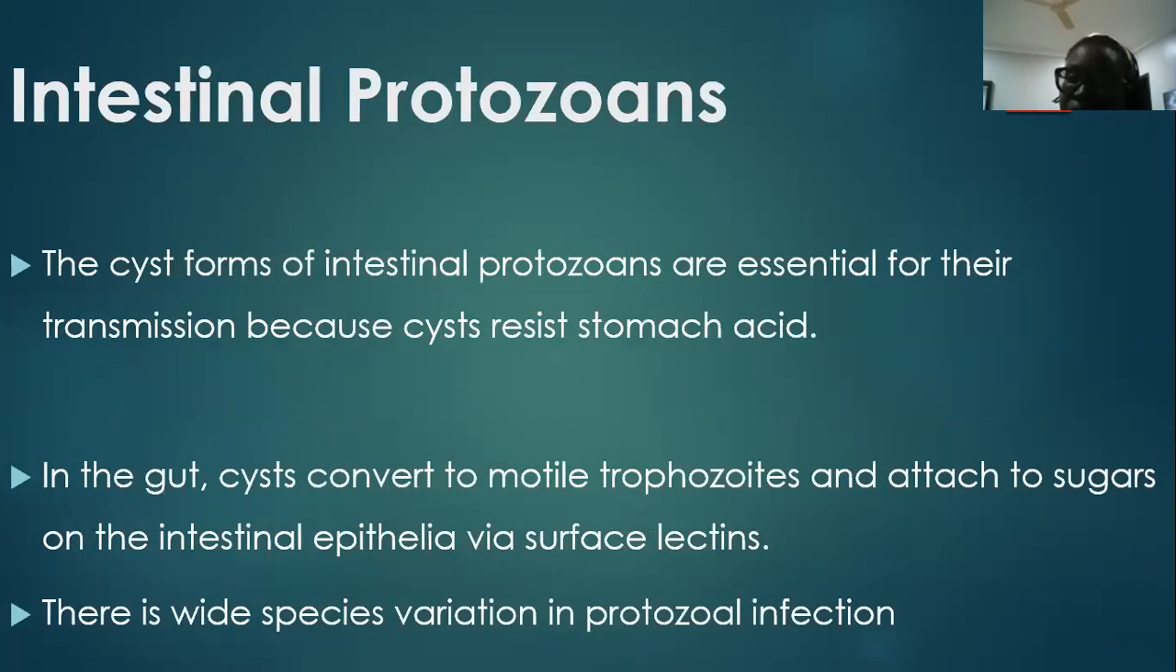The GI is also a place for infection by protozoans. So like Giardia lamblia, I'm sure you've done microbiology. So Giardia lamblia, Microspora, Isospora belli, Balantidium coli, and so on.